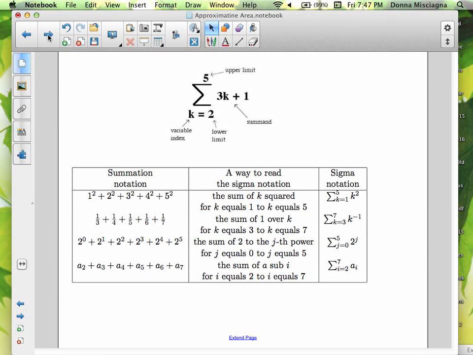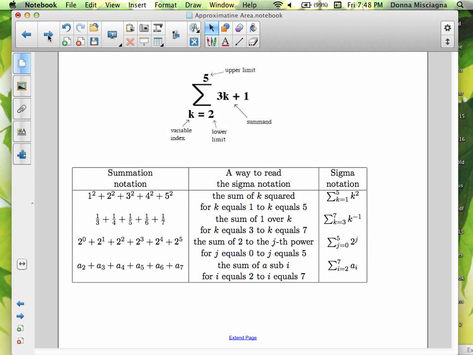All right, so the sum of k squared for k equals 1 to k equals 5 looks like the sigma notation on the right there. So we have k squared, 1 is where we start, and 5 would be the ending value. In summation notation, this is what we would be adding up: 1 squared plus 2 squared plus 3 squared plus 4 squared plus 5 squared.